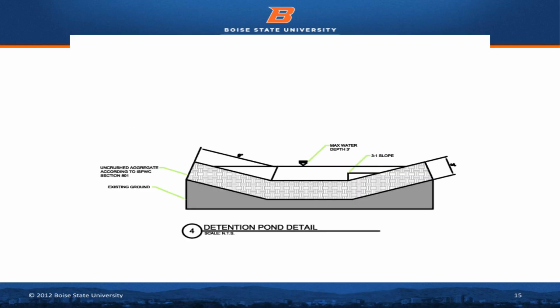On this next slide, you can see a side view of what the detention pond will look like. As you can see, the max water depth will be 3 feet, which is the maximum that the City of Nampa allows. The side slope will be at a 3-to-1, and there will be about 3 feet of uncrushed aggregate, which is according to the Idaho standard in section 801. That will be sitting on existing ground.